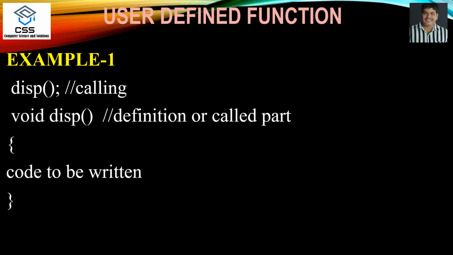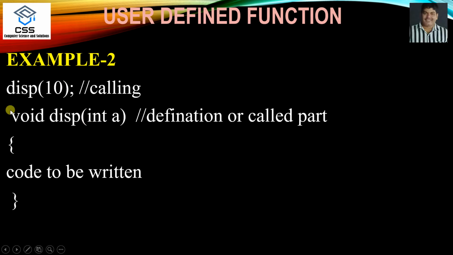We take some examples. Display as a user defined function, with a semicolon, is a calling block, and this block starts from here to here. As the return type is nothing, it's void. Display is a user defined function. The block of code is to be written here, means this is the calling block, this is the called block. If there is some argument within the parenthesis, it is termed an actual argument. If it is received here, that is known as your formal argument.